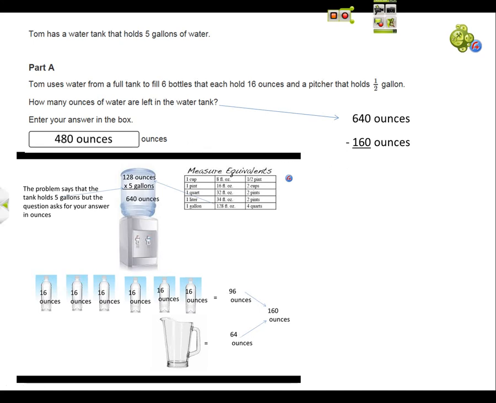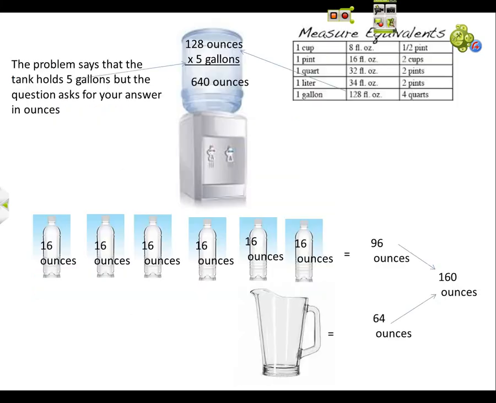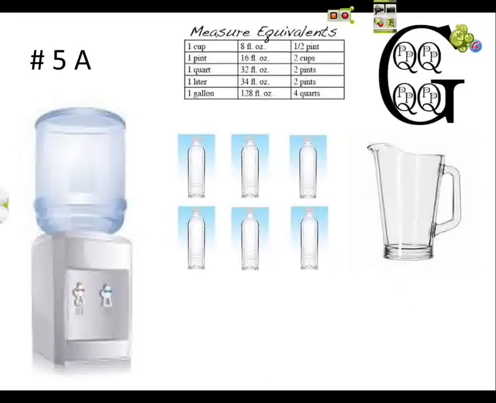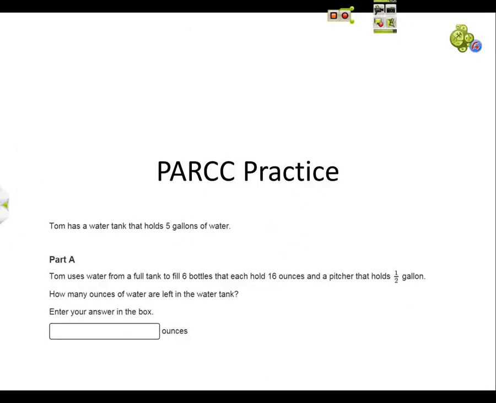So I think that's a good idea to go back and go backwards, right? So the answer is 480 ounces? Read it again, Mason. Let's see where we are.